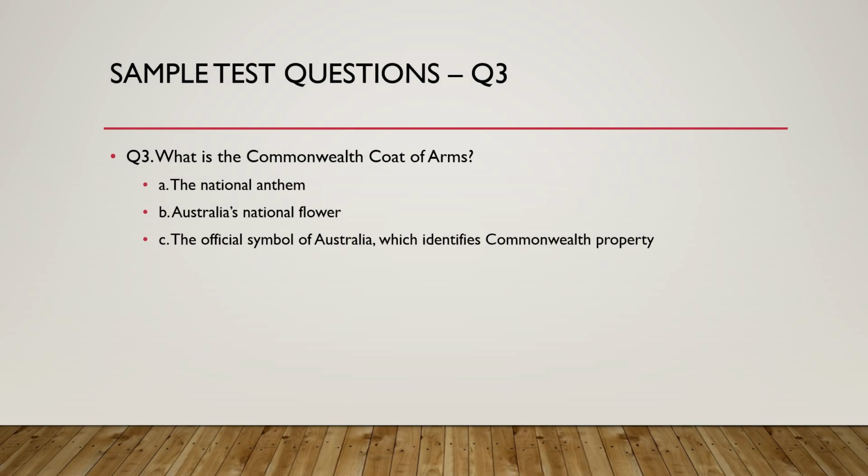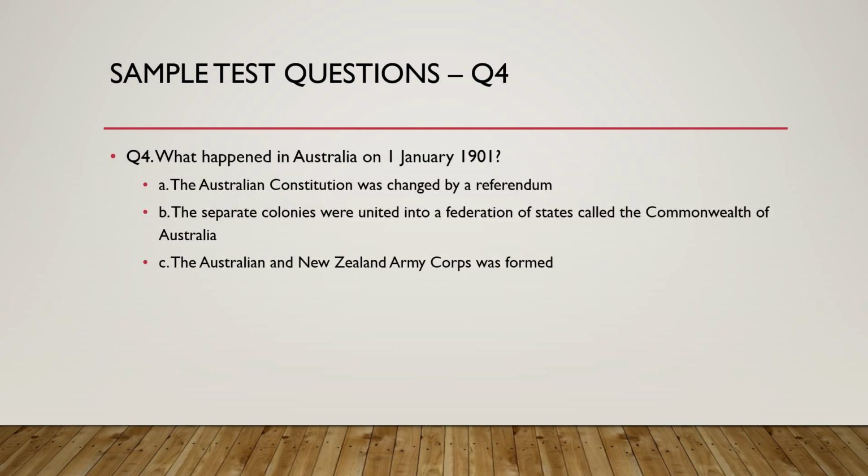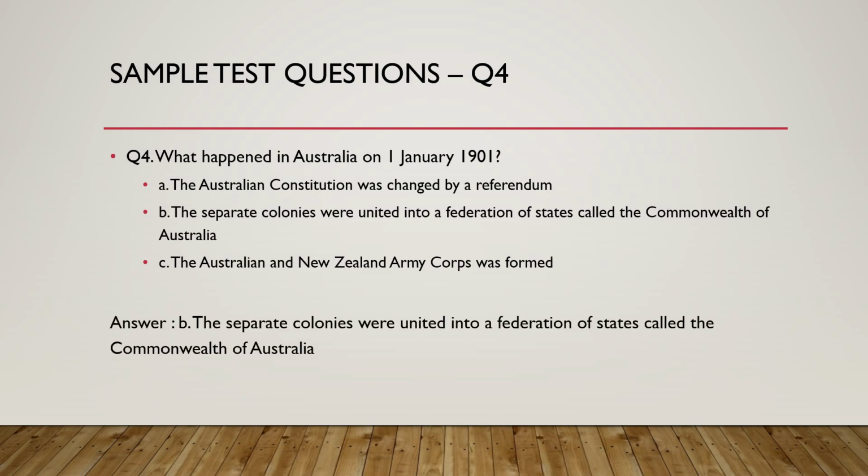Question 3 is, what is the Commonwealth Coat of Arms? Is it the national anthem, Australia's national flower, or the official symbol of Australia which identifies Commonwealth property? So the answer is C, the official symbol of Australia which identifies Commonwealth property. Question 4 is, what happened in Australia on 1st January 1901? A, the Australian Constitution was changed, B, separate colonies were united into federation states, or C, the Australian and New Zealand Army Corps was formed? So the answer is B, separate colonies were united into federation states called the Commonwealth of Australia.